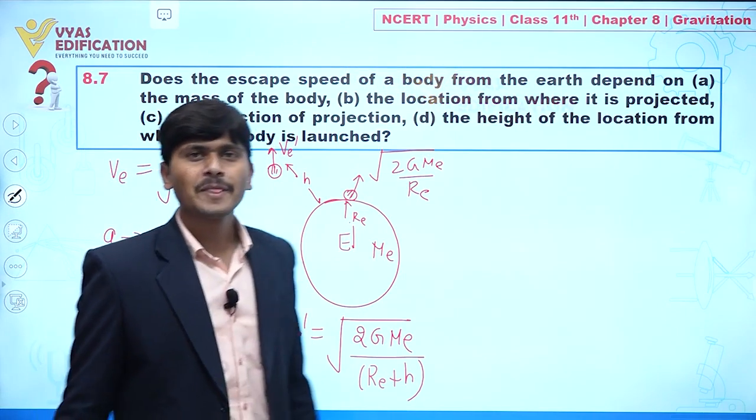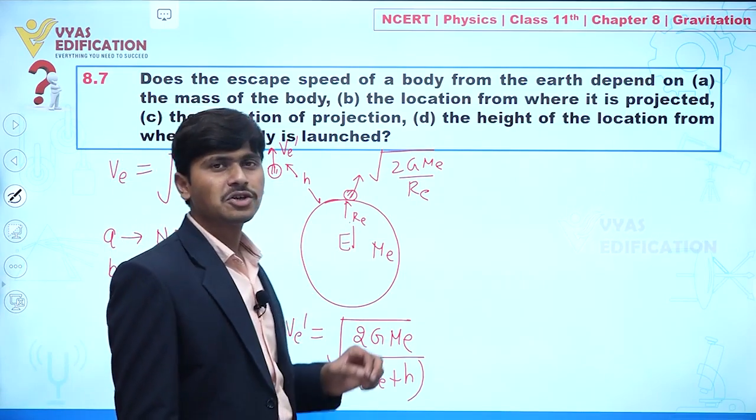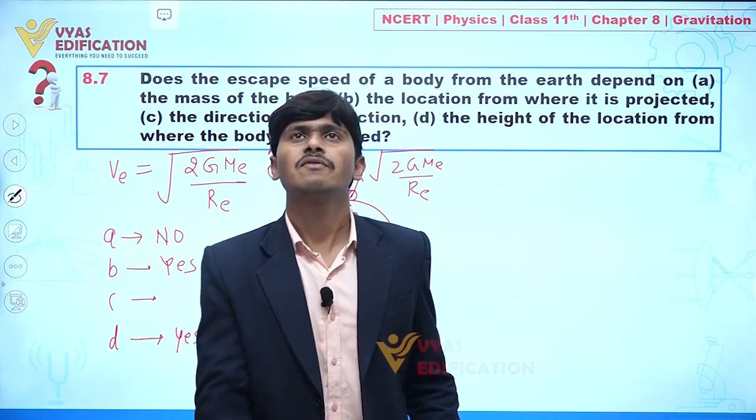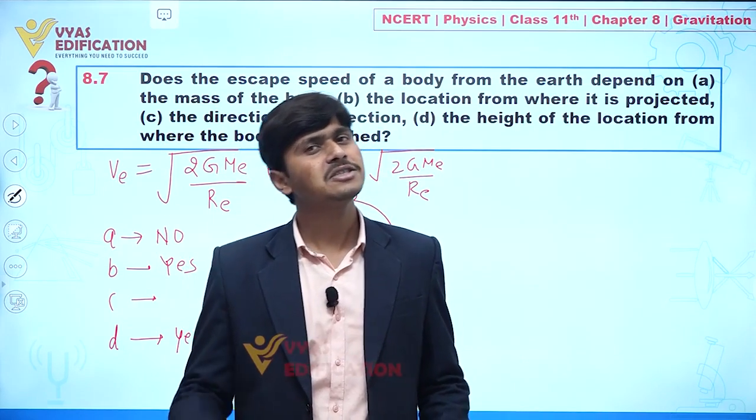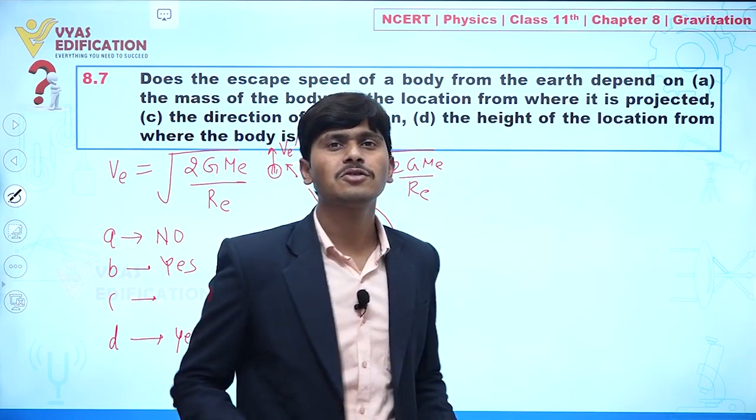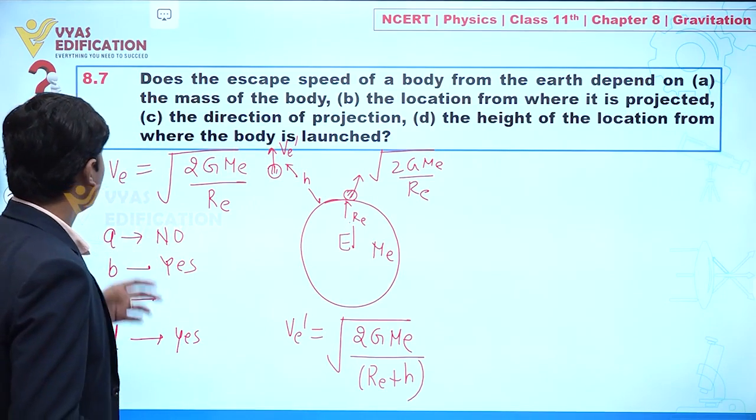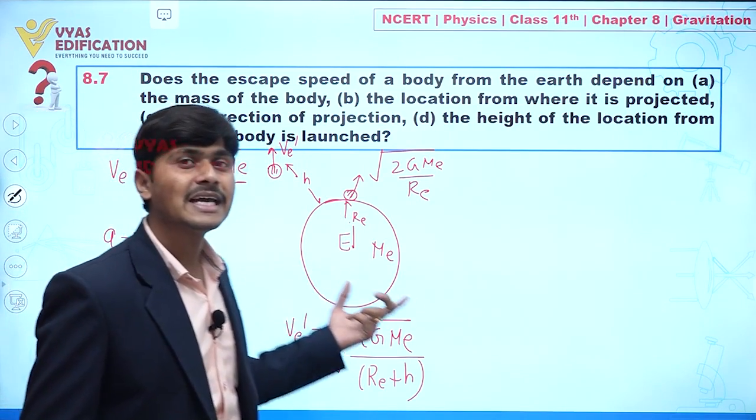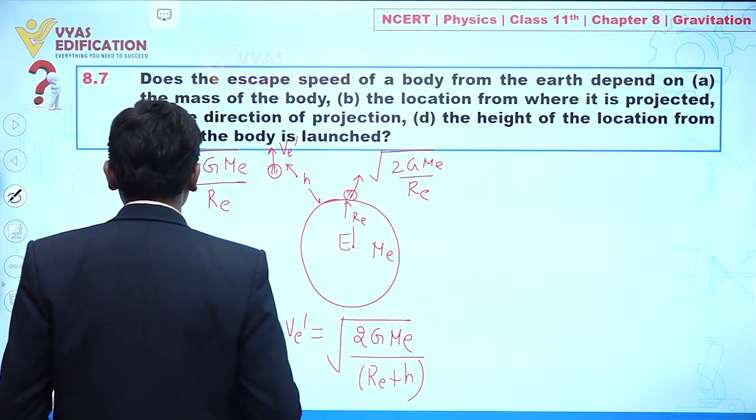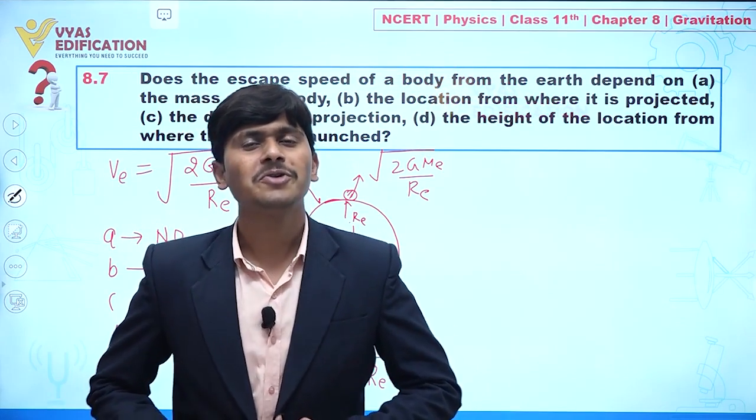Now the last one is part C, does it depend on the direction of projection? No. Let's suppose we are throwing an object in a vertical upward direction, and let's suppose we send the same object at a certain angle to the surface of Earth. At that time we will find the same expression of velocity, because here we are not getting any value related to angle. So in part C we have no. So this is all about this question.